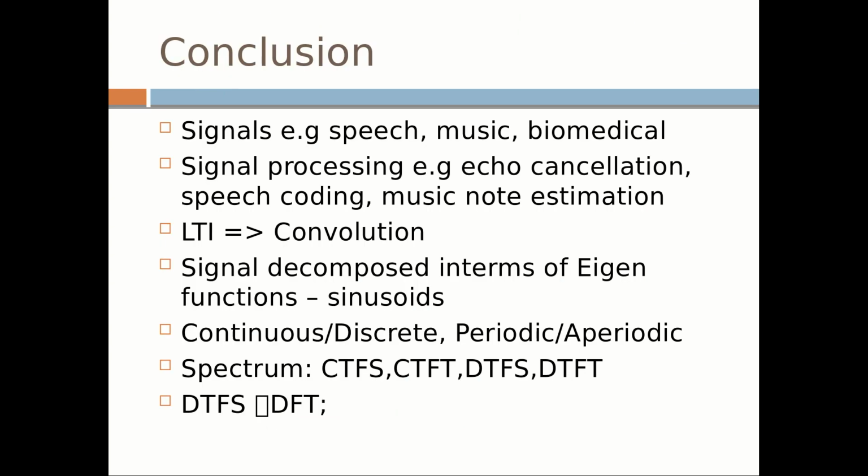So in this video, we have discussed signals and systems with a few examples. We have also seen how convolution arises as a consequence of LTI systems. We have also learned about eigenfunctions and how expressing signals as sinusoids helps us. We have also seen continuous and discrete signals, periodic and aperiodic signals. We have seen different types of spectrums like CTFS, CTFT, DTFS and DTFT of signals. We have also discussed the relationship between CTFS and CTFT, and DTFS and DFT.